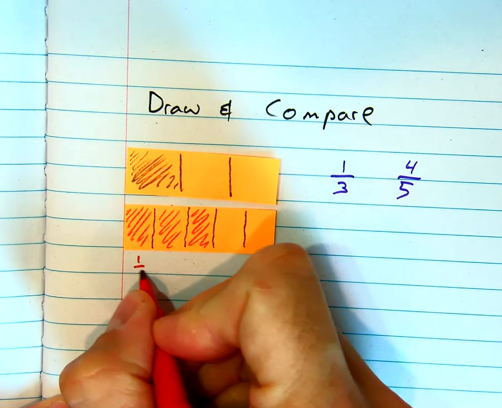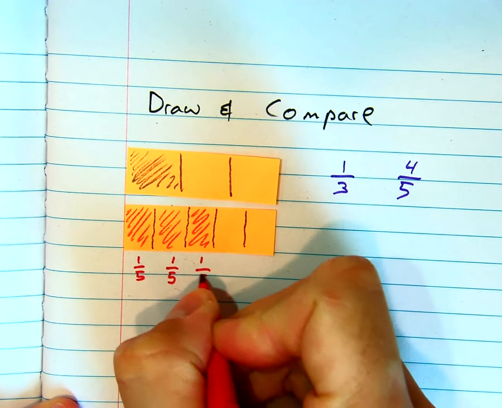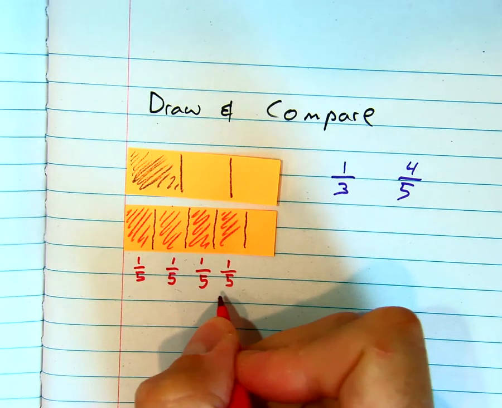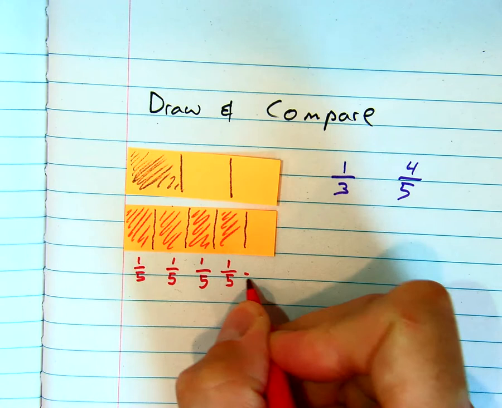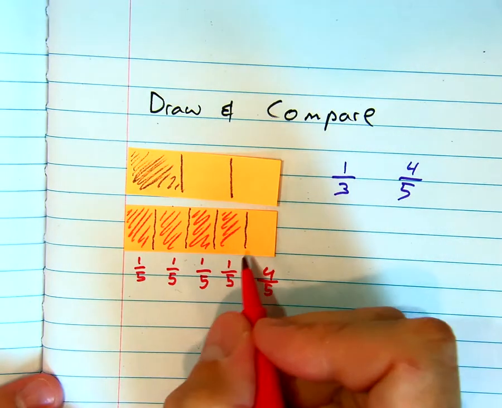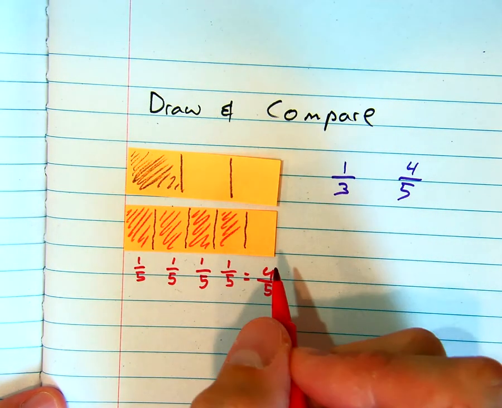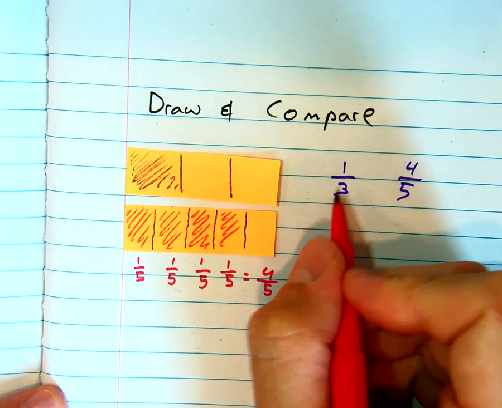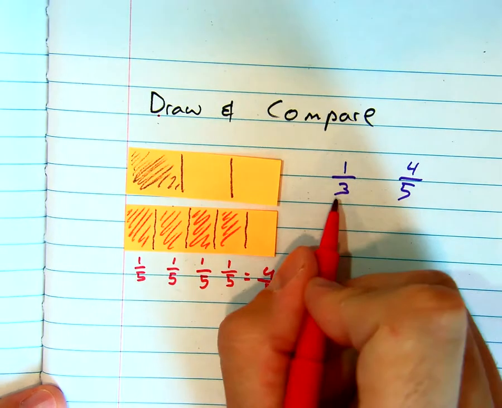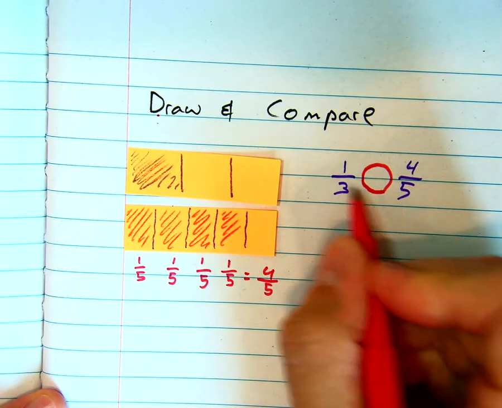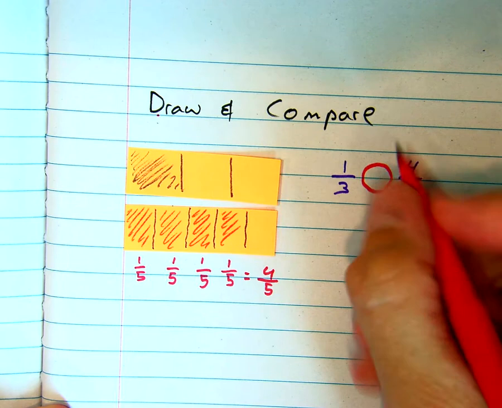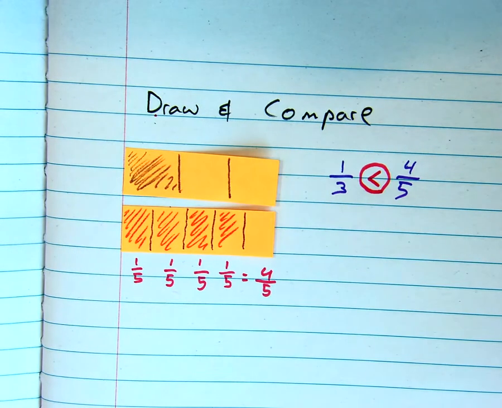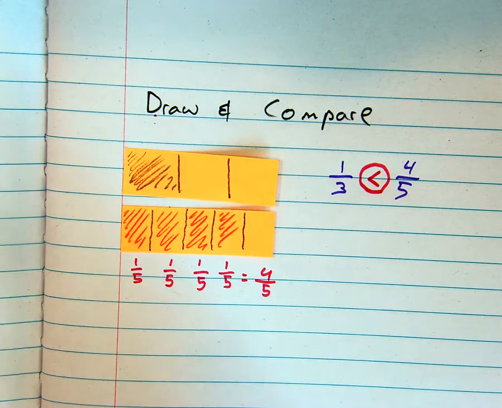So 1/5, 1/5, 1/5, and then one more fifth. If I add them up, 1 plus 1 plus 1 plus 1, I get 4/5. So let's visually look at it. We can draw it out and look. Which one is bigger? 4/5 is bigger, but just like when we read, draw and compare, we're going left to right. We're going to read from left to right. 1/3 is less than 4/5.